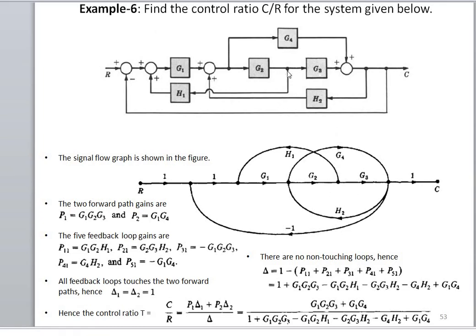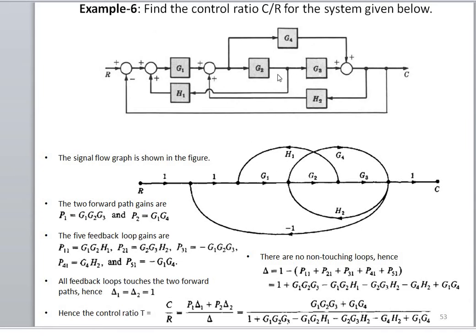Now if you check, in between G2 and G3 there is a pick-off point, and that is coming to the second summing point. So what is the node corresponding to the second summing point? That is this, just before G1. The node corresponding to this summing point is just before G1, and to this node there is a feedback path coming with transfer function H1.